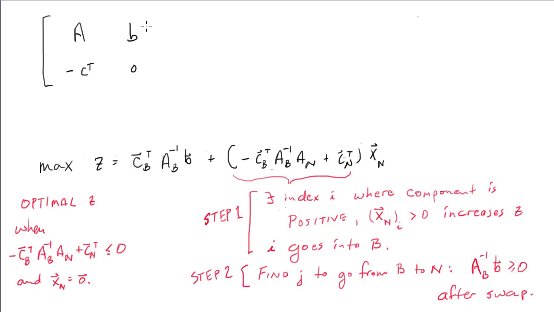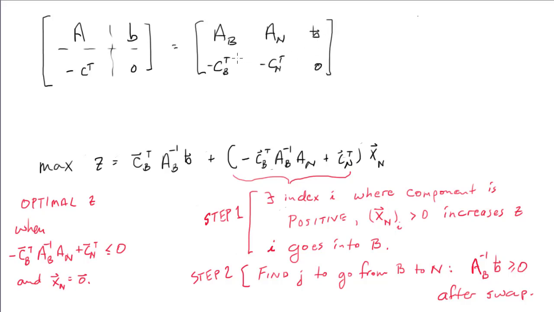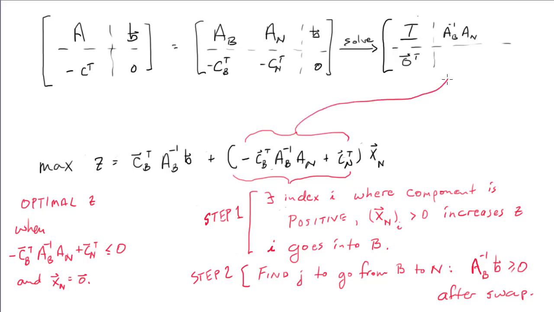Putting it in the tableau, we can always reorder the columns in the tableau. Solving for the basic variables. X sub n multiplies this row vector in the objective function with toggled sign.